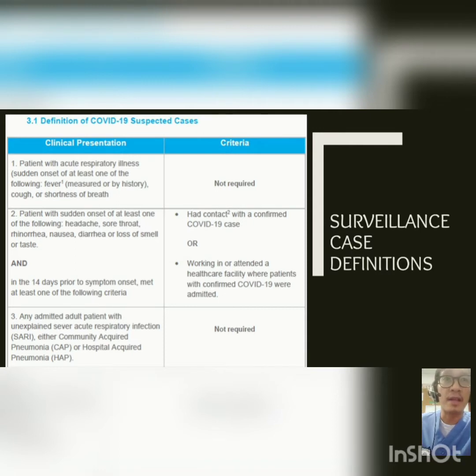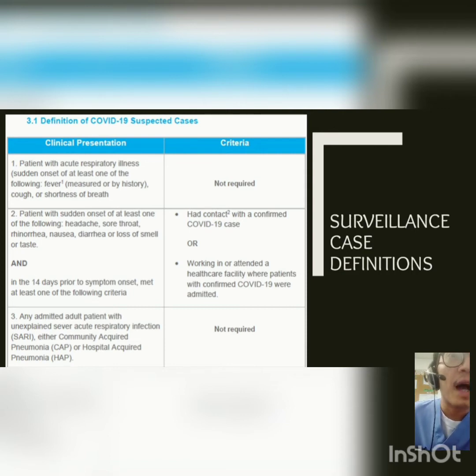As long as the patient is showing the mentioned signs and symptoms, then he or she is considered to be a suspected case of COVID-19. The second one is a patient with sudden onset of at least one of the following: headache, sore throat, rhinorrhea, nausea, diarrhea or loss of smell or taste. And in the 14 days prior to onset of symptoms, met at least one of the following criteria. So when the patient is exhibiting these kinds of signs and symptoms, you should correlate it with the following criteria.